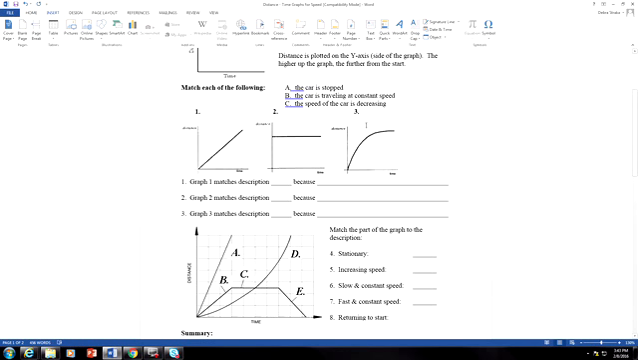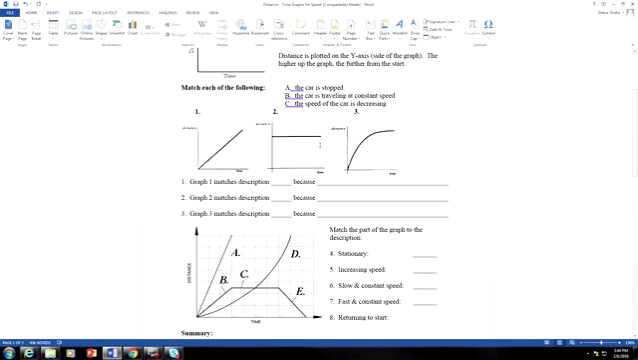Okay, so think about calculating speed. Speed is distance over time. Okay, distance over time. So here, if we're calculating distance over time in number 2, the time keeps changing, but the distance doesn't. So do we have a car that's stopped? Do we have a car that's traveling at a constant speed? Or do we have the speed of a car that's decreasing?